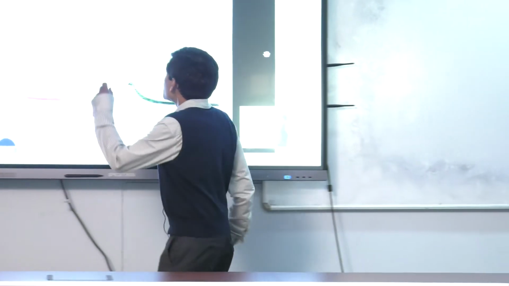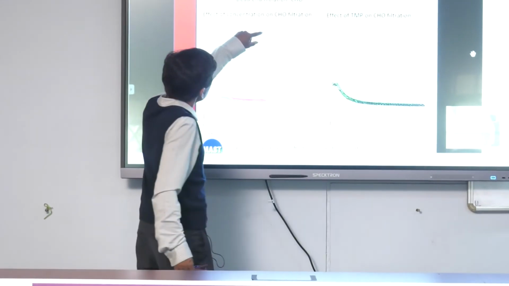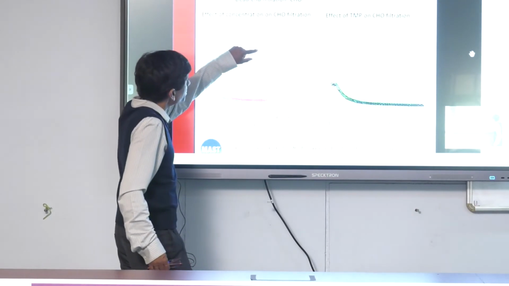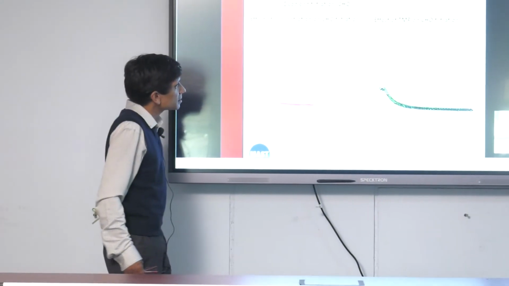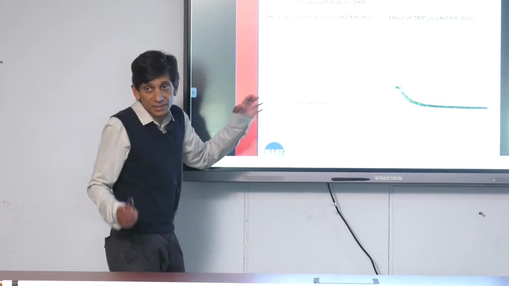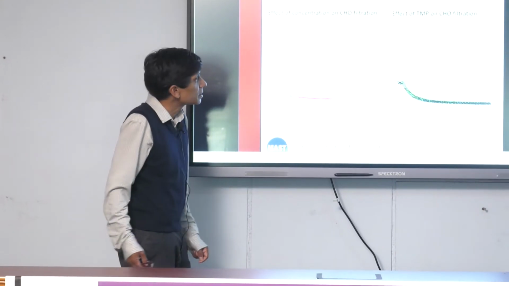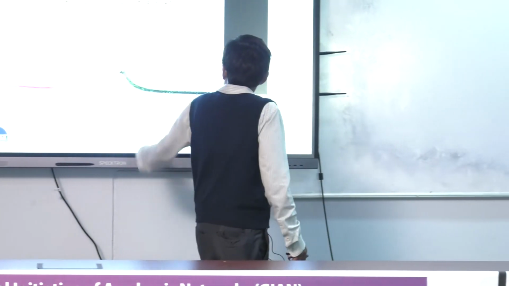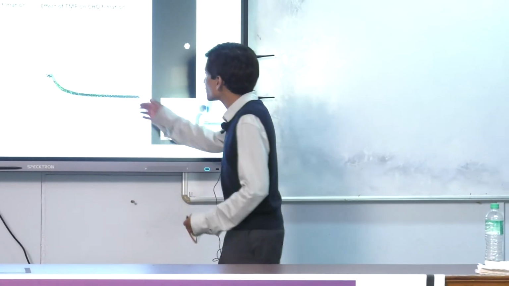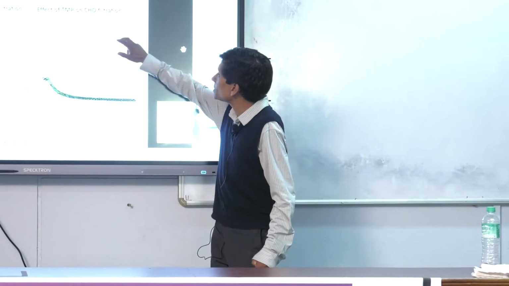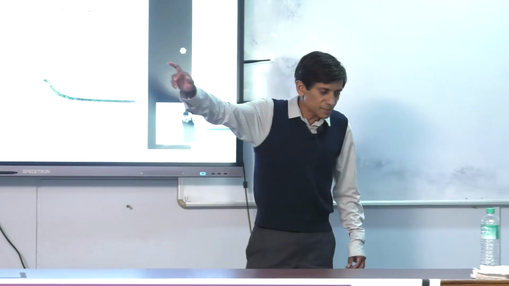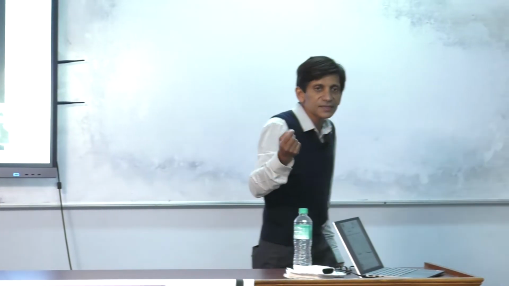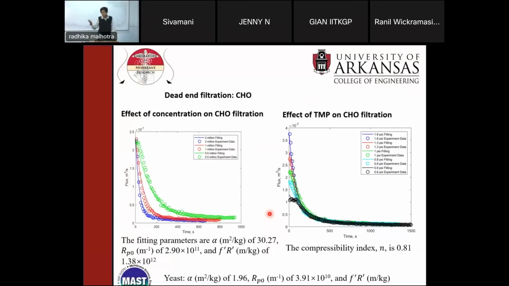What you see here is 2 million cells per ml, 1 million cells per ml, and 0.5 million cells per ml. These are important parameters, in the range that people use in the biotech industry. And you can see the effect of TMP on CHO cell filtration as well. So you've got flux and time, and these are different TMPs, but look, they're all very low. 1 psi is about 1/15th of an atmosphere, so about 15 psi to an atmosphere. So it's very low pressures.